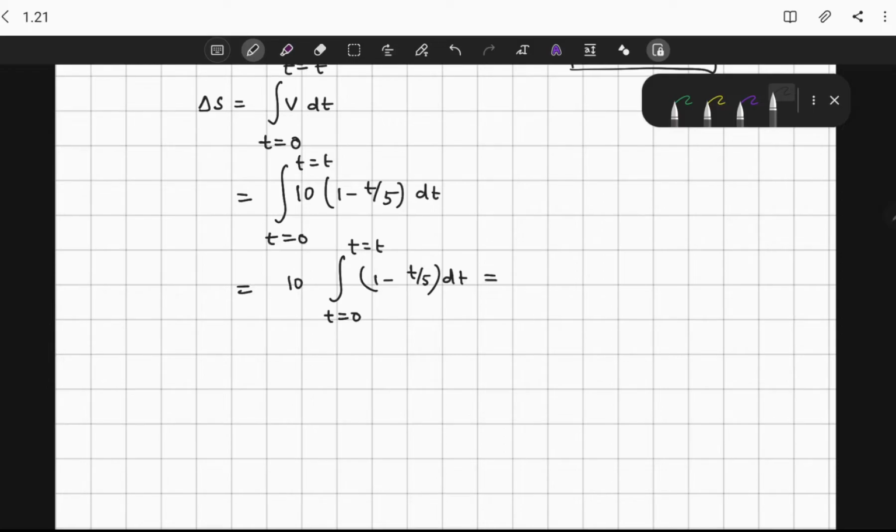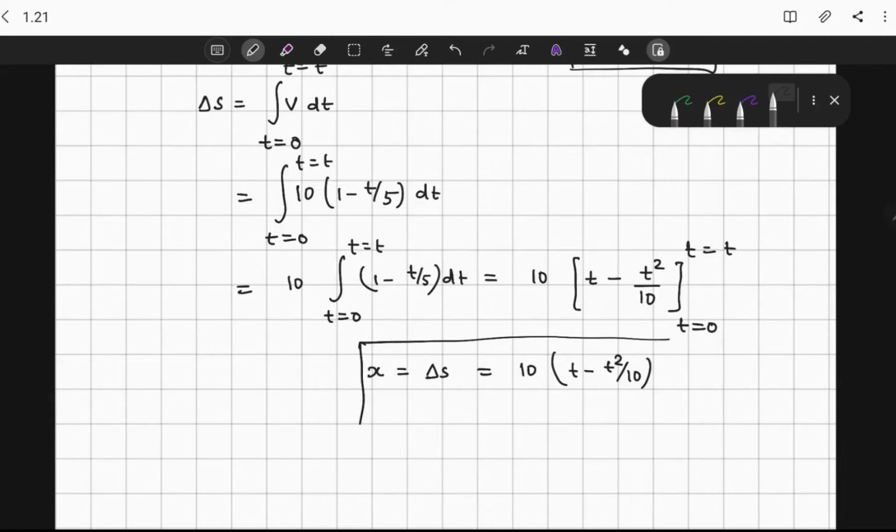If we integrate 1, the integration of 1 is t, minus the integration of t is t square by 2. So we will get t minus t square by 2 from time instant 0 to time instant t. So finally the value of the displacement we will get is 10 times t minus t square by 10, and this is also equal to the position at the time instant t.